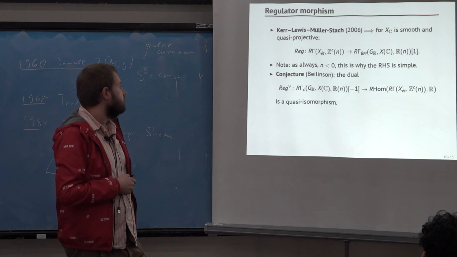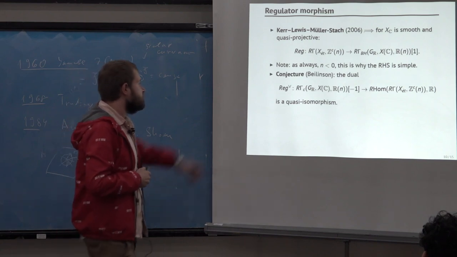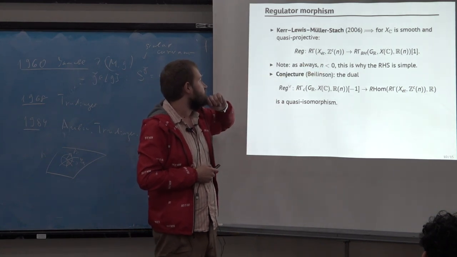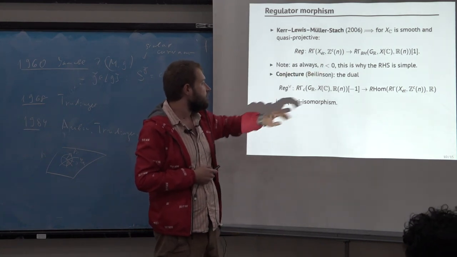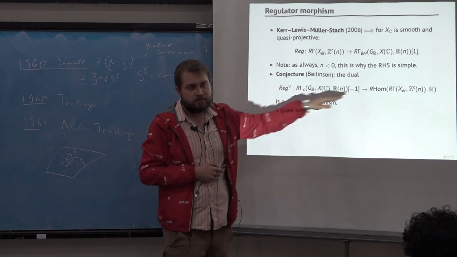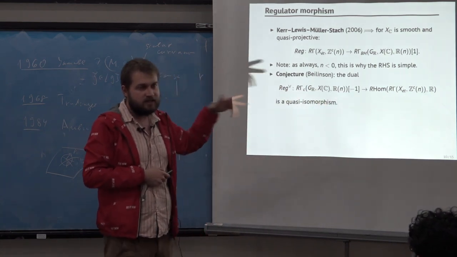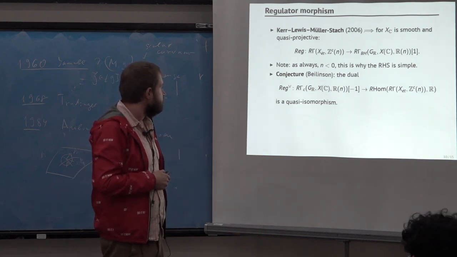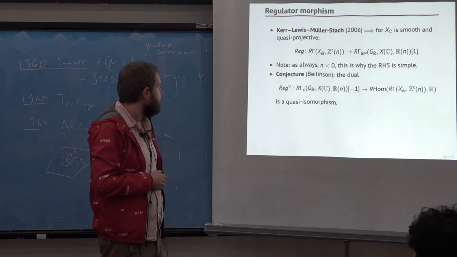So, assuming the finite generation of these things, of course there will be some torsion, but after we tensor with R, we suspect that the corresponding cohomologies will be of the same dimensions, right? So this is the conjecture of Beilinson.